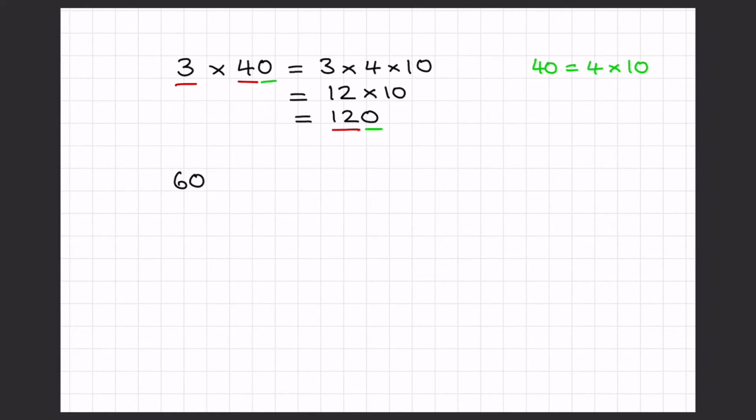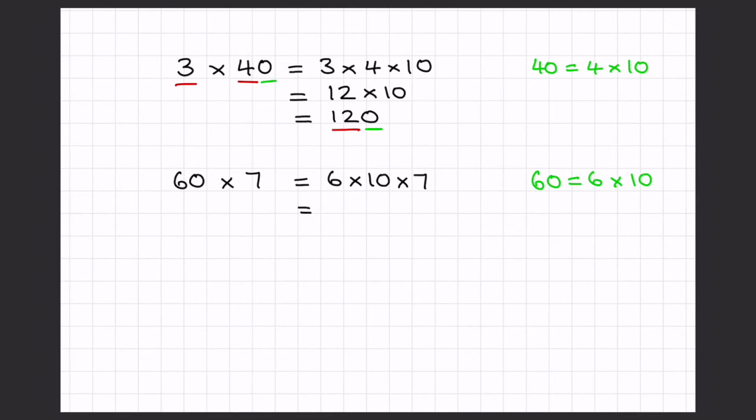If we did 60 multiplied by 7, well, 60 is 6 lots of 10, 6 multiplied by 10. So let's rewrite this and rewrite 60 as 6 multiplied by 10. So we now have 6 multiplied by 10 multiplied by 7.